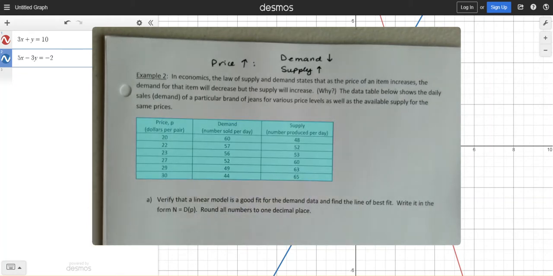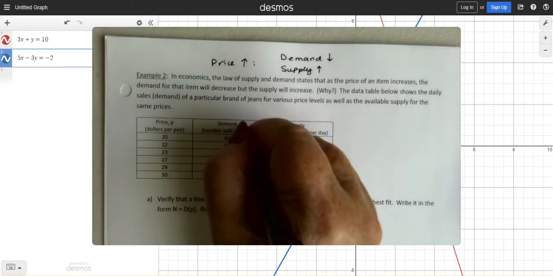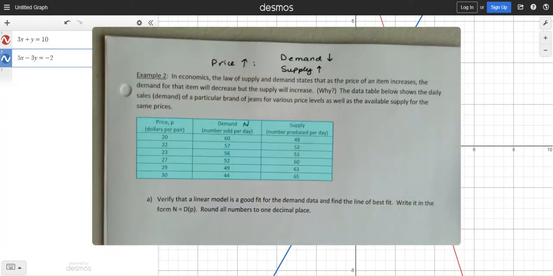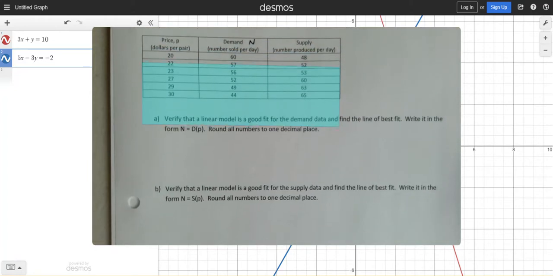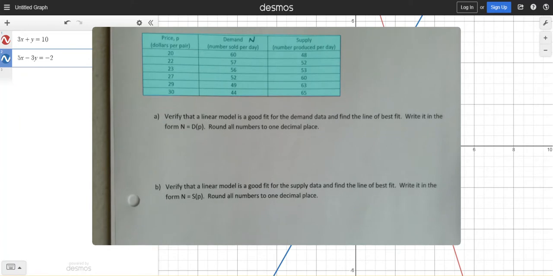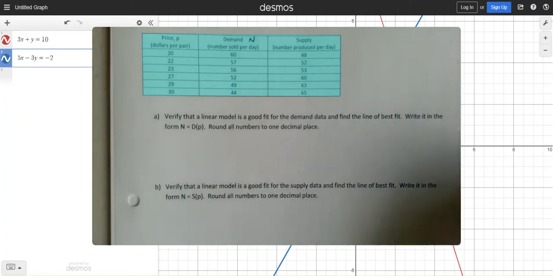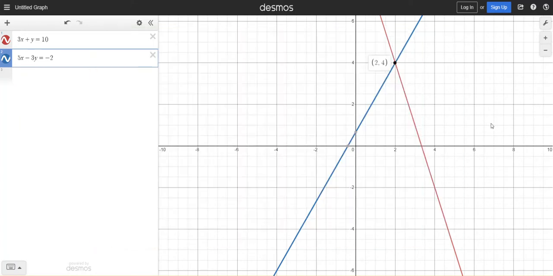All right, we are supposed to verify that a linear model is a good fit for the demand data and find the line of best fit for that, written in the form n equals d of p. So price p and demand n. We will do that right away, and we want to round all of our values to 1 decimal place. So let me put my data in.